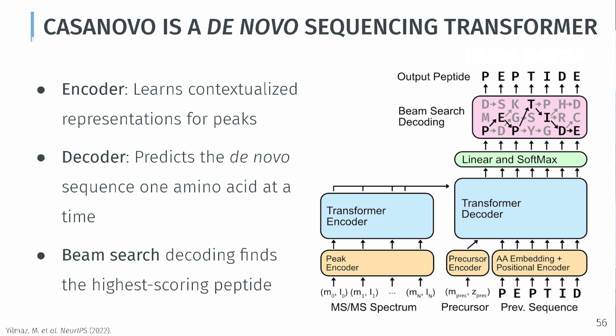In the encoder, we input the spectrum by using tuples of mass and intensity of all the peaks, and then in the decoder we also add the total mass and charge of the measured peptides, and then as usually done with these transformer decoders, we will predict the next token one by one given the previous sequence. And then at the end, there is a beam search algorithm that also takes into account all the previous predictions of all the tokens.